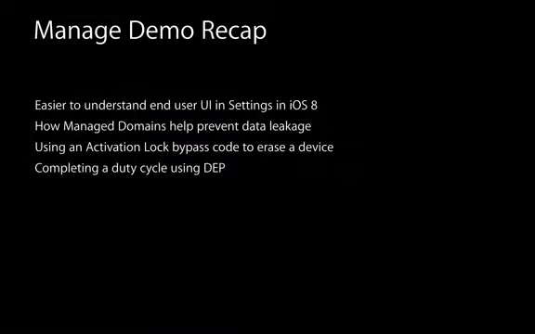So you just saw a brief tour of the new, easier to understand user interface in settings in iOS 8, which makes it easier for users to understand what the impact of that MDM relationship is on their device. We showed you how managed email domains work to help users prevent data leakage, sending documents to the wrong email addresses. We also showed how to use the activation lock bypass code that we captured when enrolling the device to enable the device to be wiped and returned to service by completing the duty cycle. And again, getting that device's device enrollment program settings to re-enroll in your MDM solution.